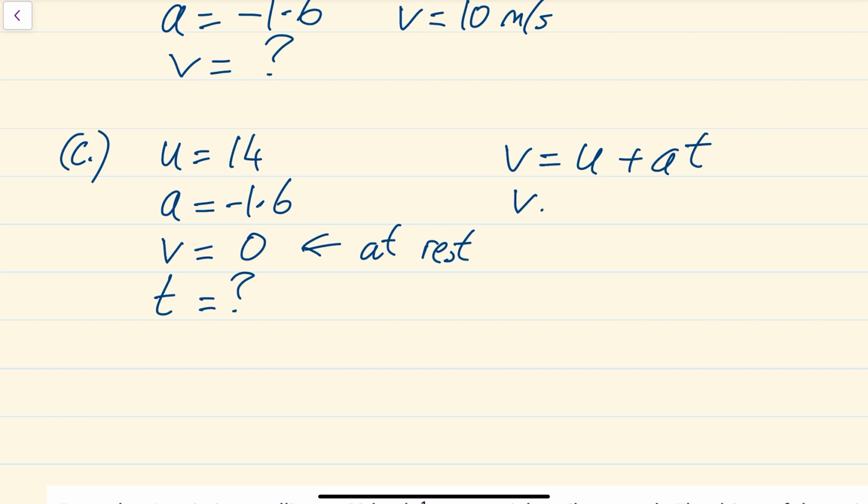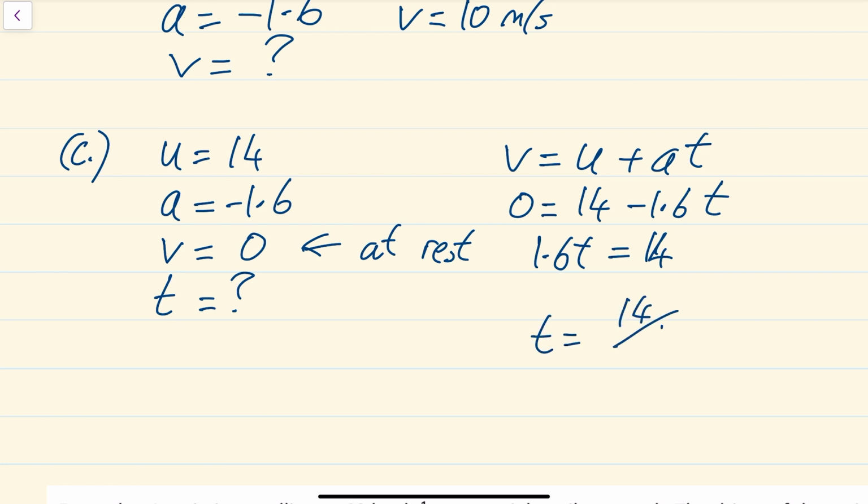So we just fill that in. We know our V is 0. Our U is 14. Our A is minus 1.6. And T is what we're looking for. Let's just bring that 1.6 across, make it positive. Which means T is equal to 14 divided by 1.6. Which is, and hopefully I've got this written down here, hopefully this is correct, 8.75. Just check that please, if it's not, adjust it. 8.75 seconds. And that's it. Lovely.